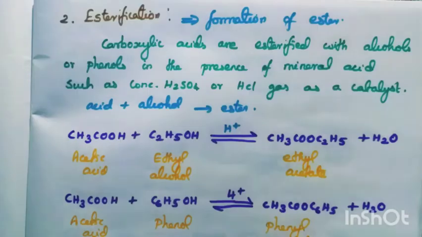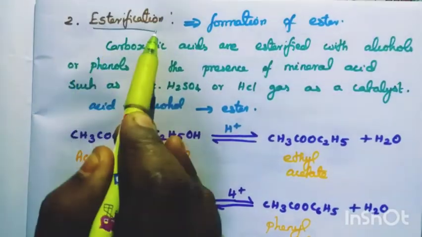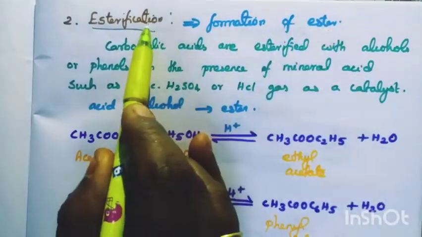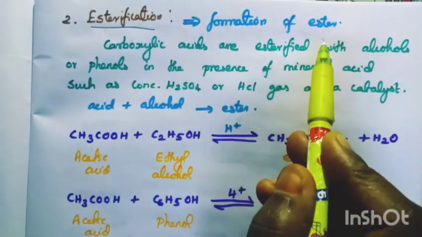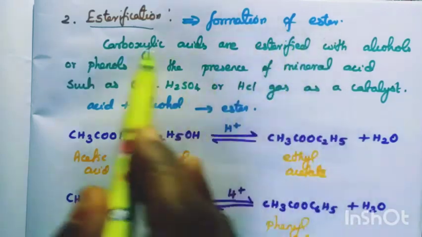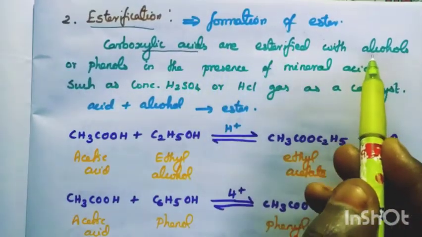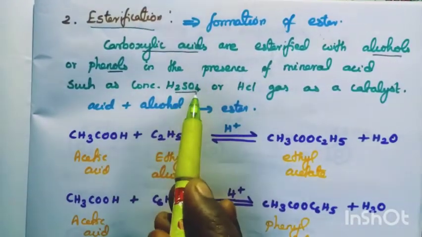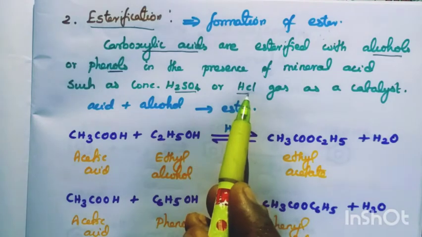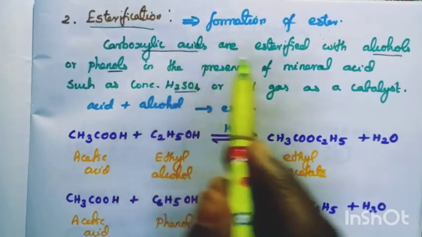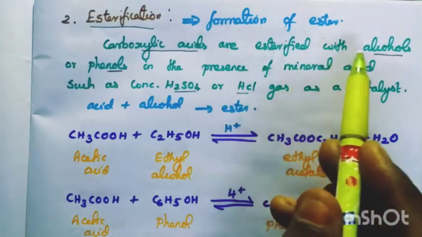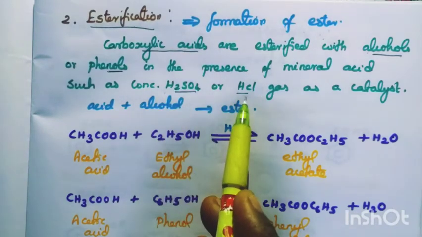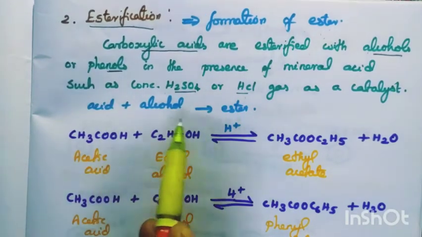Acetic anhydride. Now it is esterification. What is esterification? The name itself indicates the formation of ester. For formation of ester we need acid and alcohol. Carboxylic acid reacts with alcohol or phenol in the presence of a mineral acid like sulfuric acid or HCl to give an ester. So carboxylic acids form ester with alcohol or phenol in the presence of concentrated sulfuric acid or HCl.